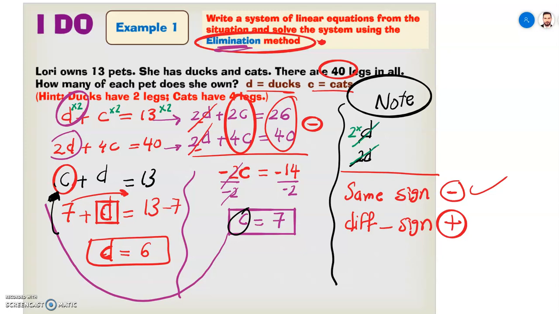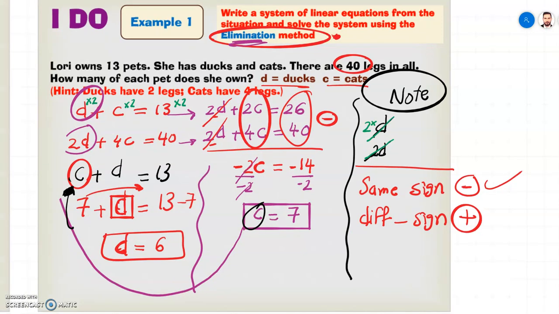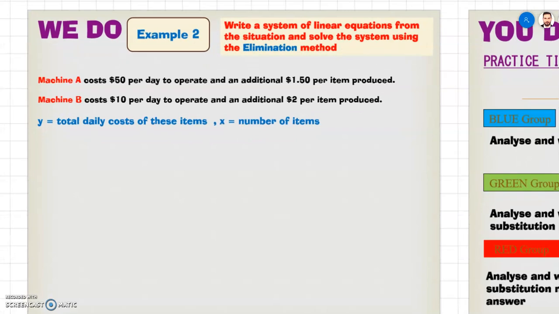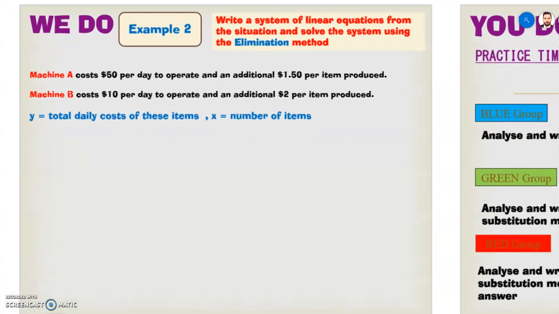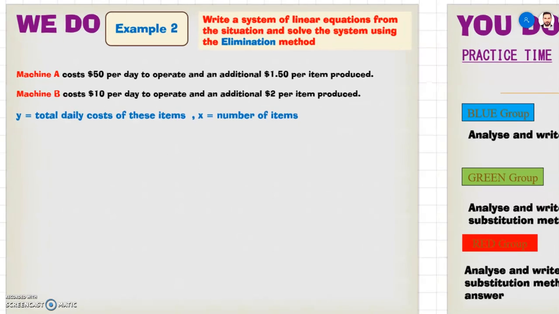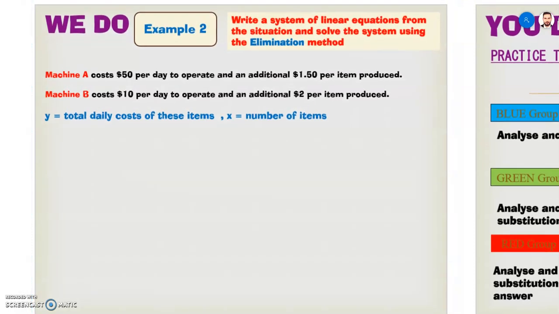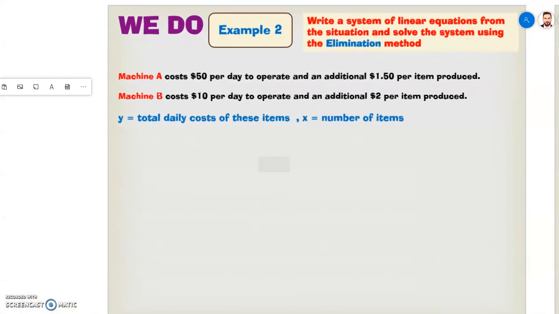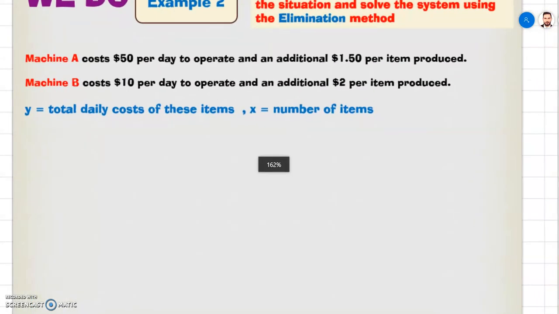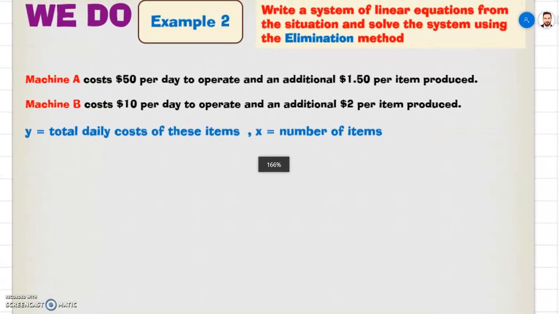Thank you very much for understanding I do questions. Let's move to we do questions. And here in we do question, we will together do this question, but we are going to use the elimination method to solve the question. Okay, let's see.